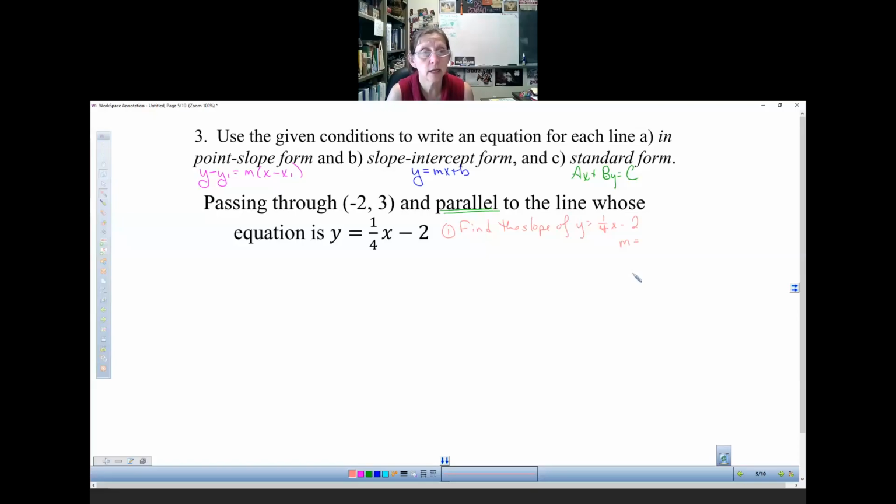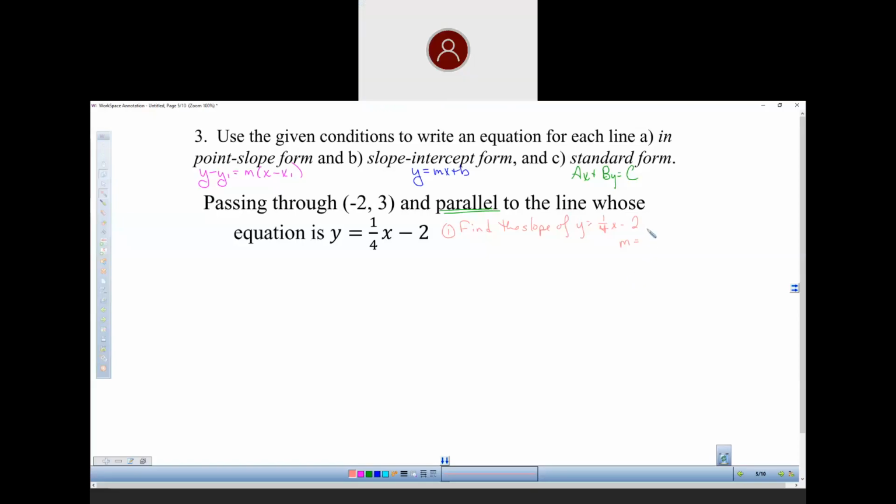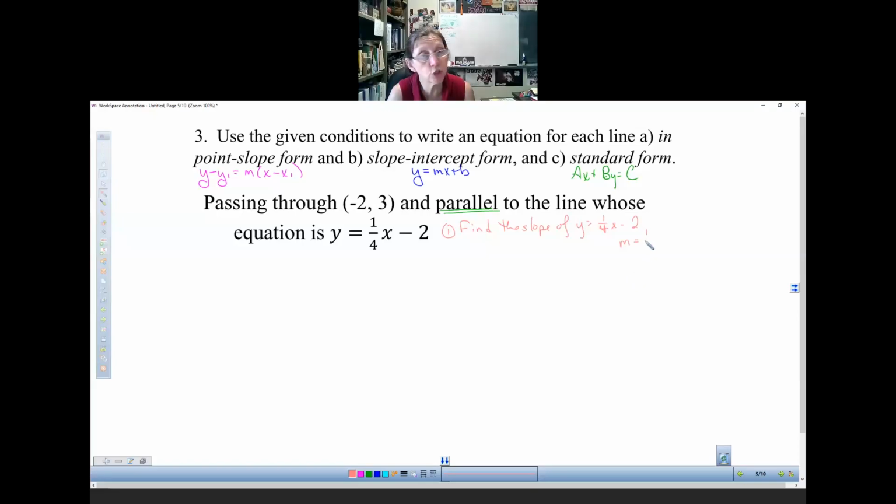Either in the chat or out loud. 1/4 x. Okay, yep, it is. It is just the 1/4. You don't have to worry about the x. We just want the number part there, but it does come from the 1/4 x. That's what I'm looking at to determine the slope, is that 1/4 x. Okay, so my slope is 1/4.